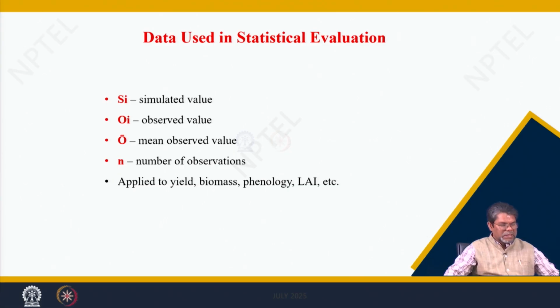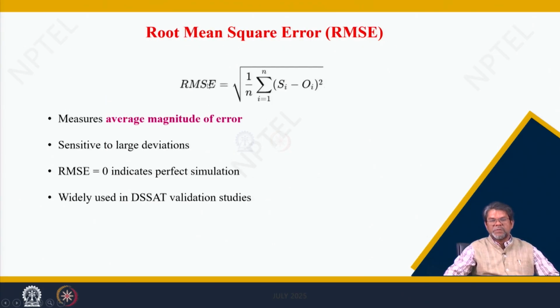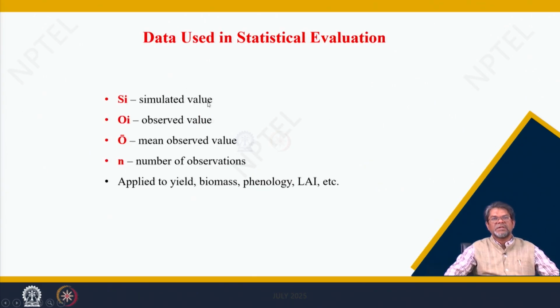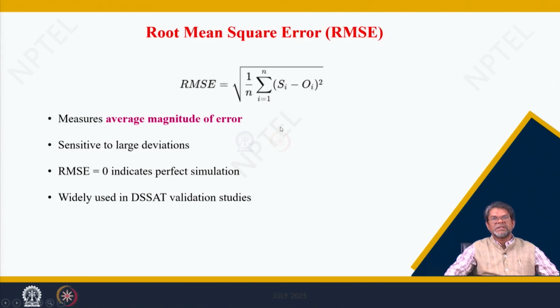So what statistical parameters or metrics are used? One is the root mean square error. Root mean square error is equal to the square root of 1 by n, where n is the number of observations, of the sum of (Si minus Oi) squared. Si is the simulated value, Oi is the observed value. We take the difference, square it, then take the root. This gives the error between the simulated and the observed values.